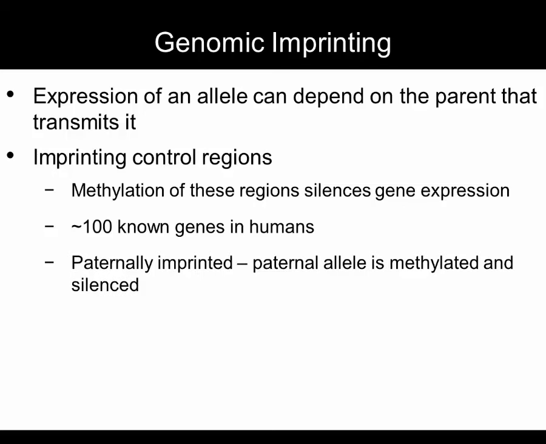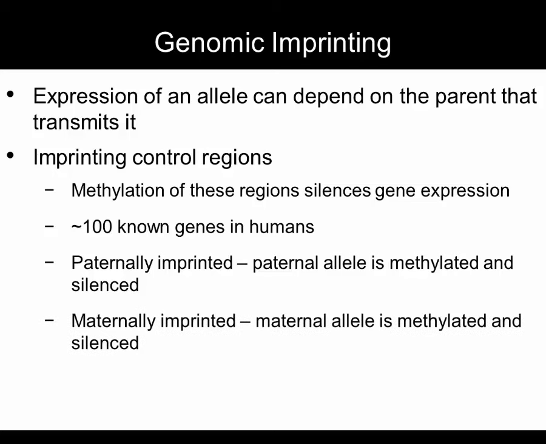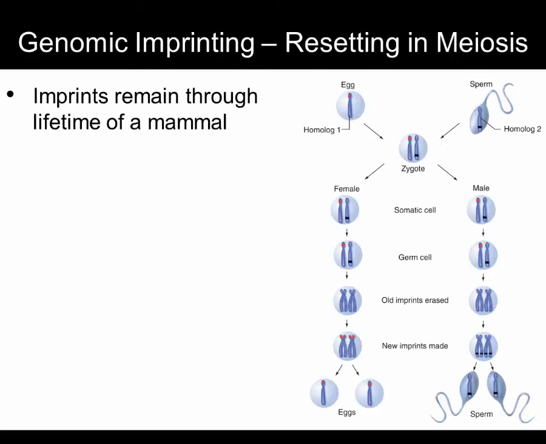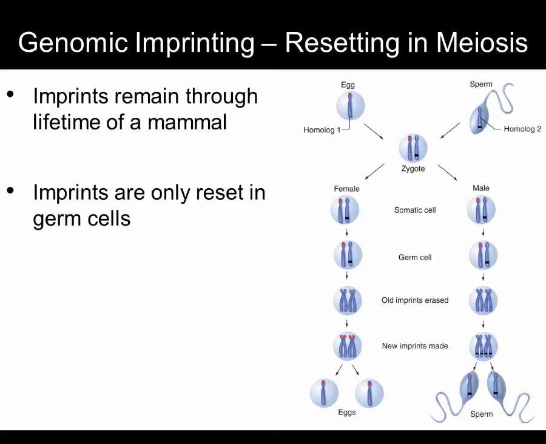If an allele is paternally imprinted, it is methylated and silenced when inherited from the father. The same allele from the mother will not be silenced. Likewise, maternally imprinted alleles are methylated and silenced when inherited from the mother, but not from the father. The imprint pattern is consistent throughout the offspring's life in its somatic cells, but is reset in the germ cells.